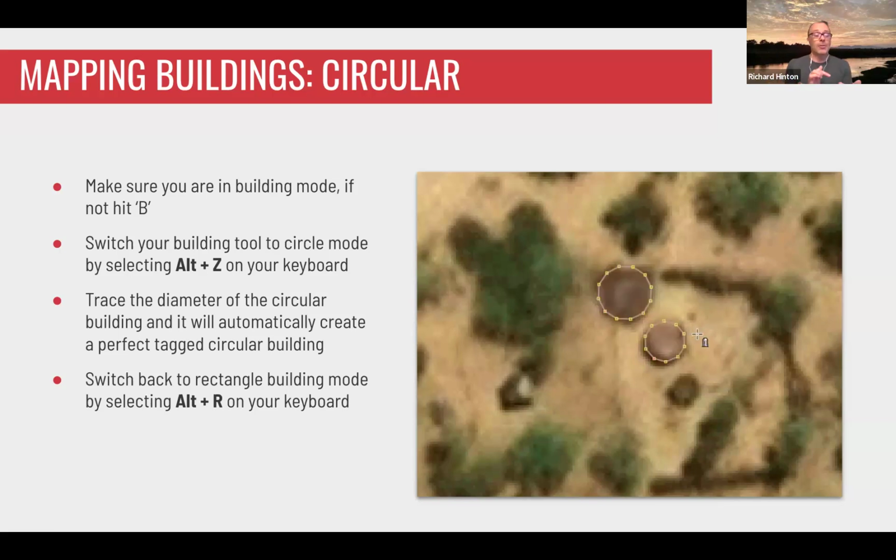And then to get back to sort of drawing buildings with squared corners or rectangular type buildings, hit Alt-R and it'll toggle back. So both of these are within the building tools functionality. It's just depending on what mode you're in, if you're in circle building mode or if you're in rectangular building mode. Okay, and you can Alt-Z or Alt-R to go between the two. And you'll see the icon change, so it'll tell you which one you're in. All right, next slide, please.